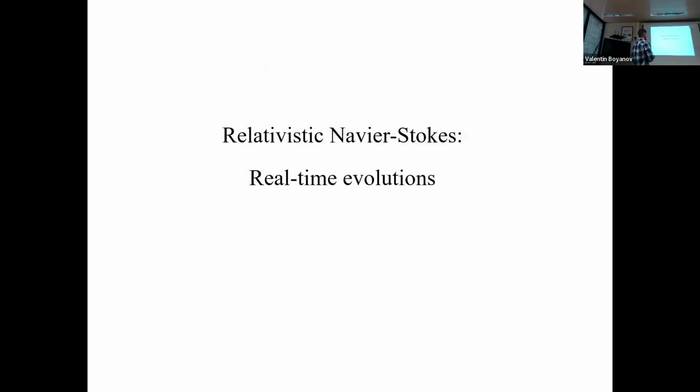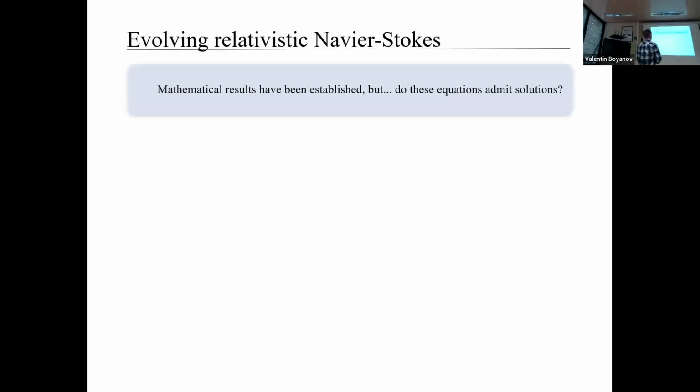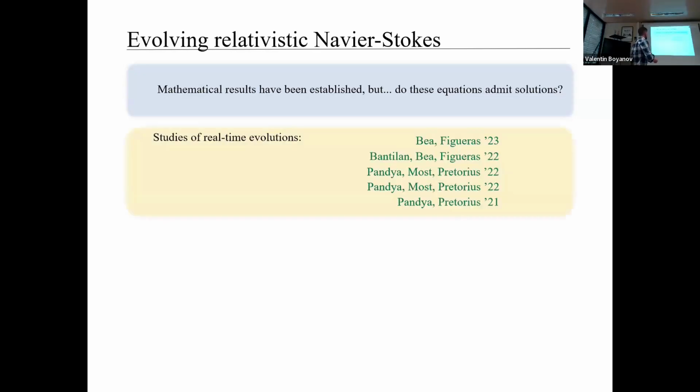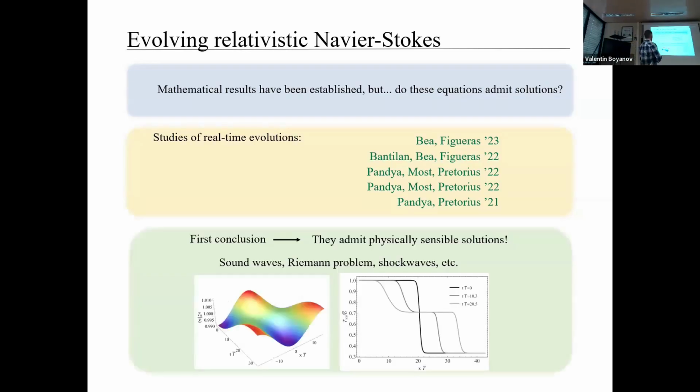Okay. So let me then move to the evolutions. First of all, I have been talking about mathematical results of relativistic Navier-Stokes, but for the moment, we haven't shown any solution. So do these equations admit solutions? These are all the works up to today in which real-time evolutions of these equations have been performed at a nonlinear level. And the first important result is that they admit physically sensible solutions. For example, we have studied sound waves or the Riemann problem, shock waves, and other standard solutions to the dynamic equations, finding that the solutions are physically sensible.